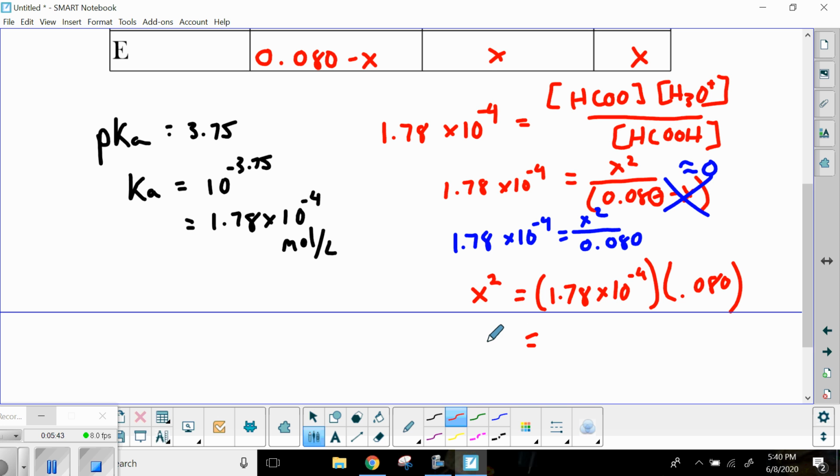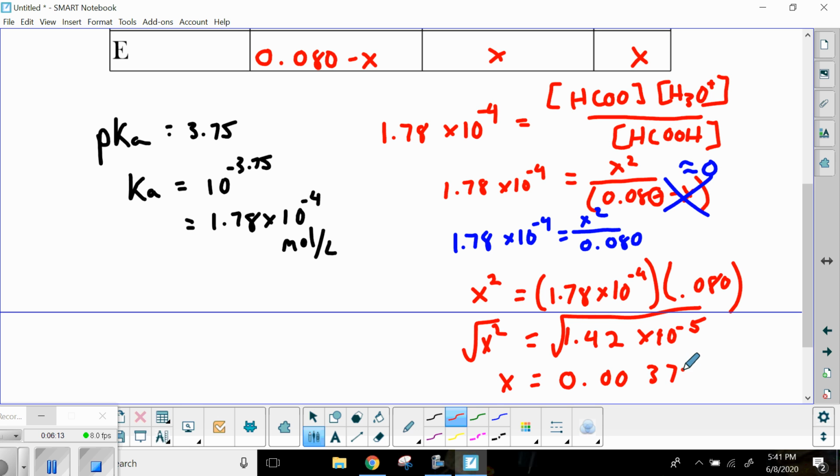I'll write that part out. I'll have X squared equals 1.42 times 10 to the negative fifth. I'm going to square root. And when I square root, I'm going to find that my X, the amount of hydroniums in the solution, is going to be 0.00377 moles per liter. So incredibly small.